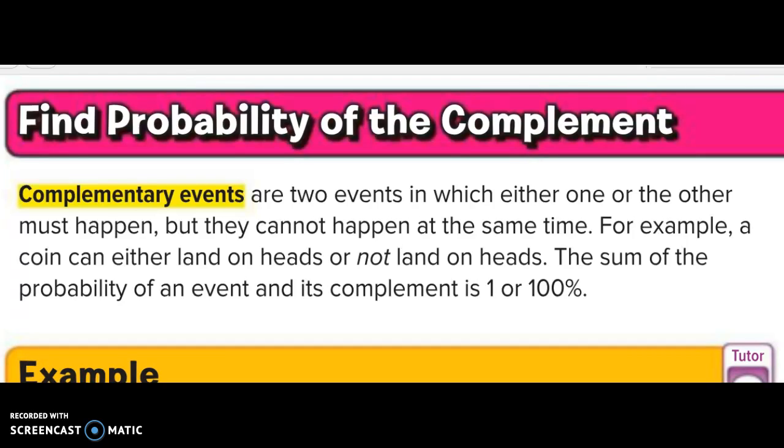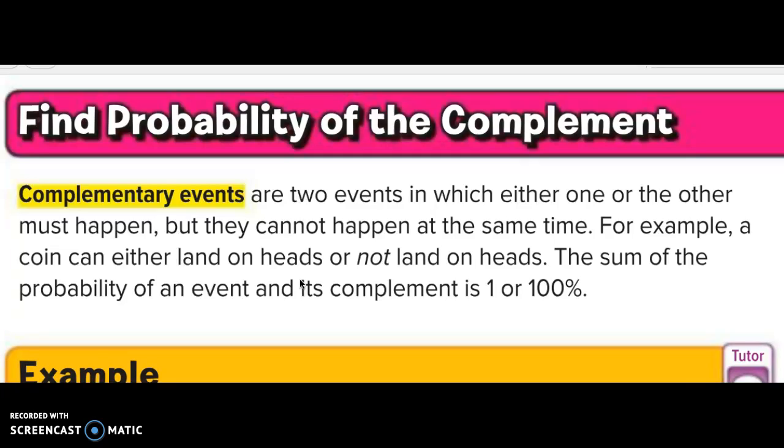So for example, if I have a coin, the complementary events are heads and tails because one must happen, but they can't happen at the same time. I can't flip a coin and land on heads and tails at the same time, but it either has to land on heads or it has to land on tails. The way the book describes it is, a coin can either land on heads or not land on heads. Those are the two options.